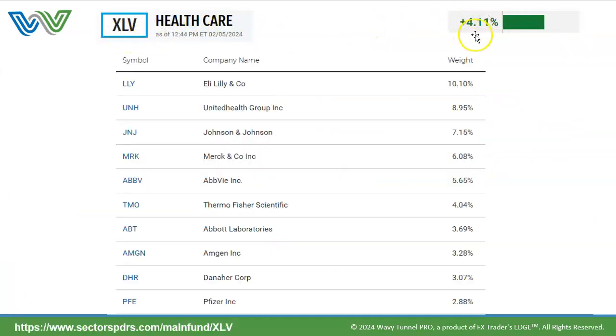XLV Healthcare up 4.11% year to date. Biggest holding is LLY, Eli Lilly. United Health Group is next. Johnson & Johnson, Merck & Company, etc.